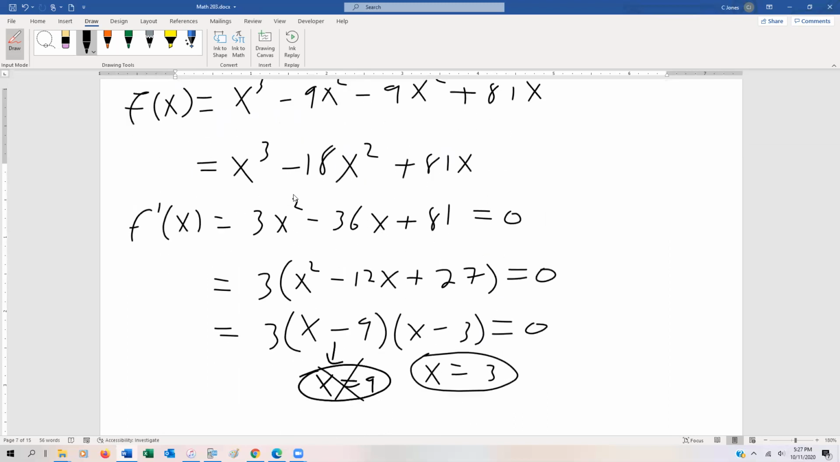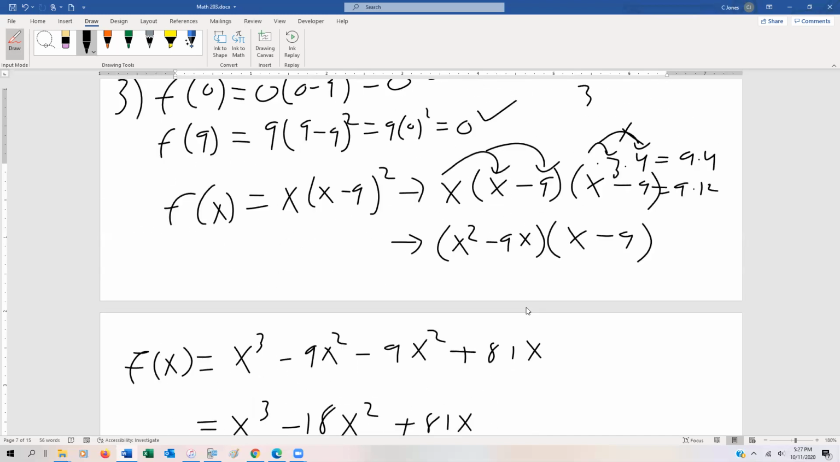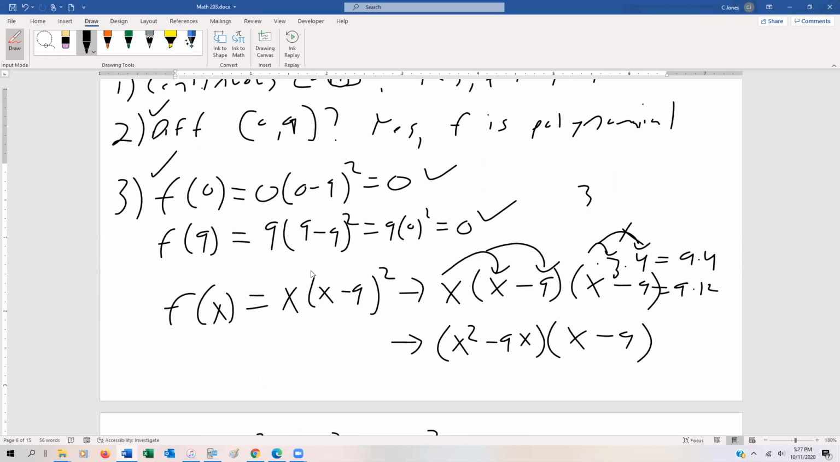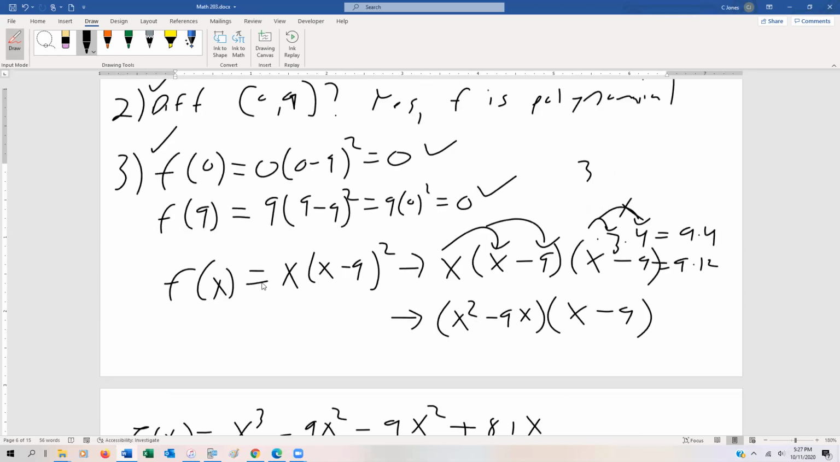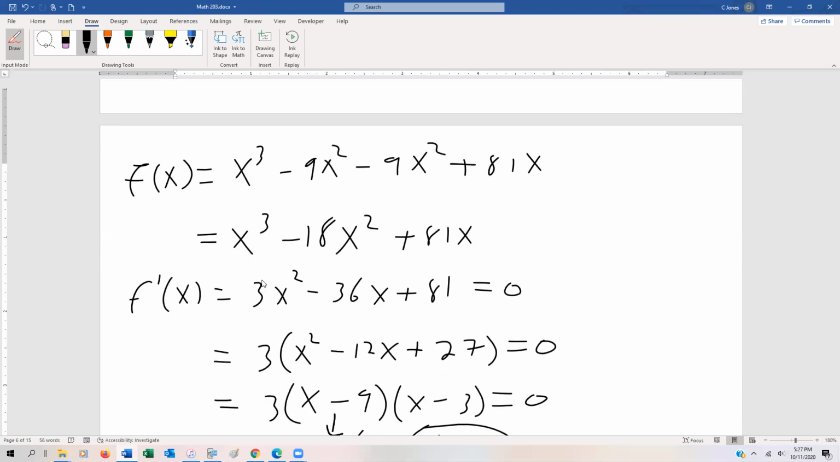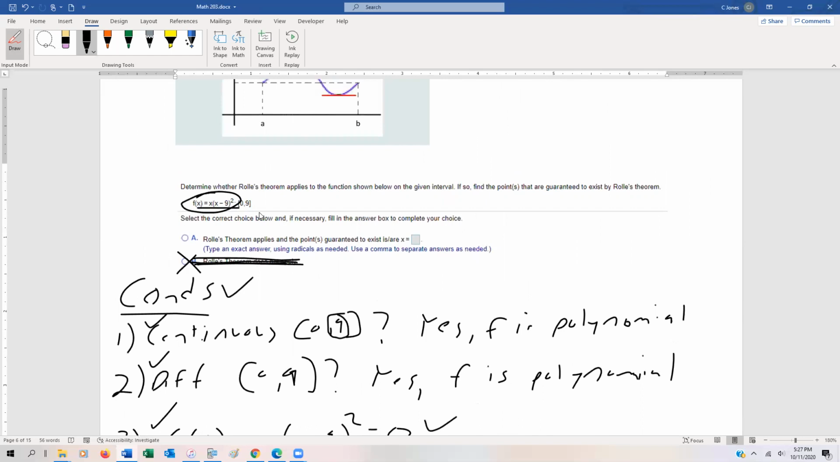All right, of course, if you don't trust me, you can go back in here and substitute to make sure it does work. All right, so that's what Rolle's theorem says. It says that we go through, and if all three of these conditions are satisfied, which they are, that means there's at least one critical value, all right, within this interval 0 to 9 for this particular problem.